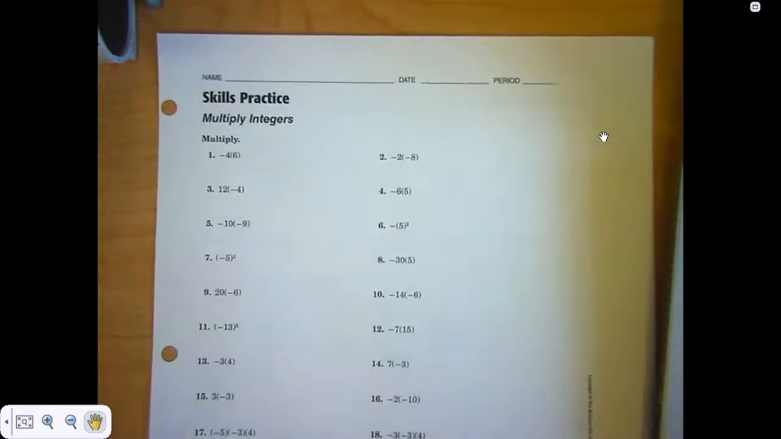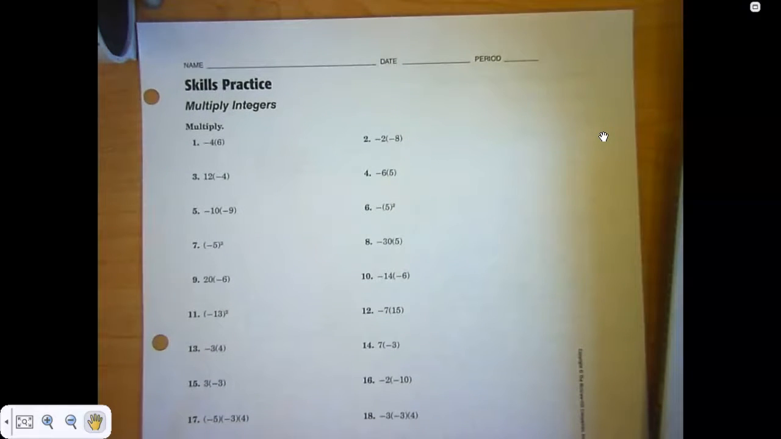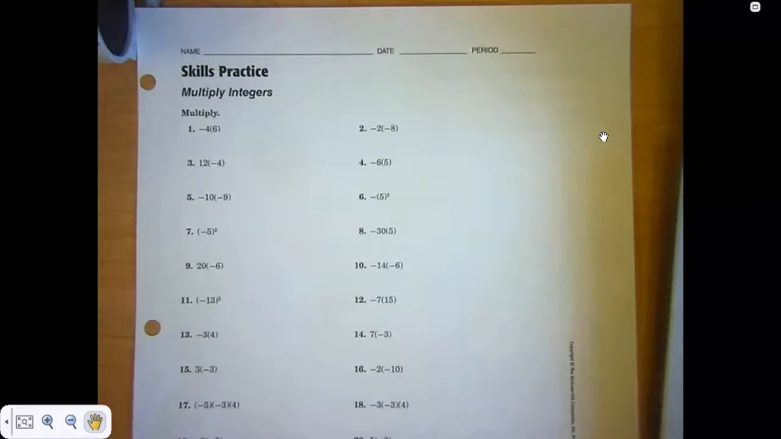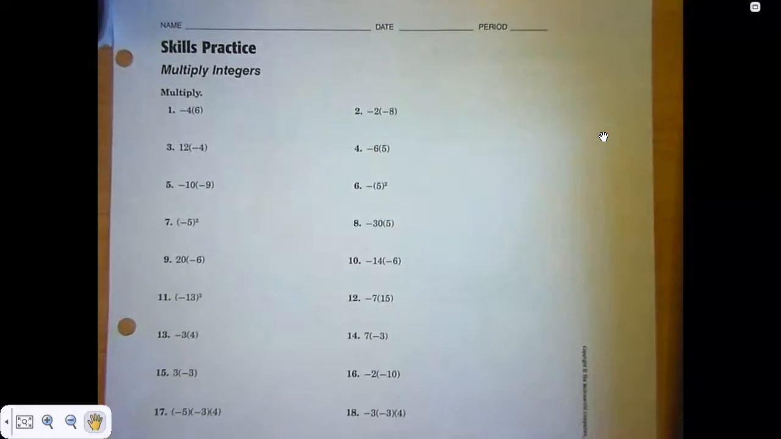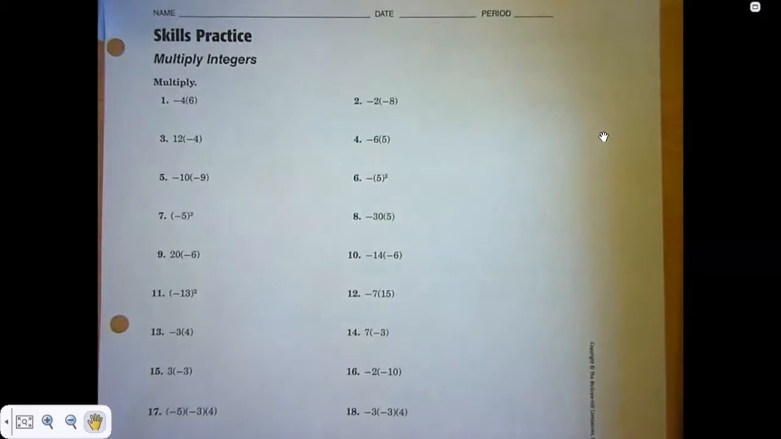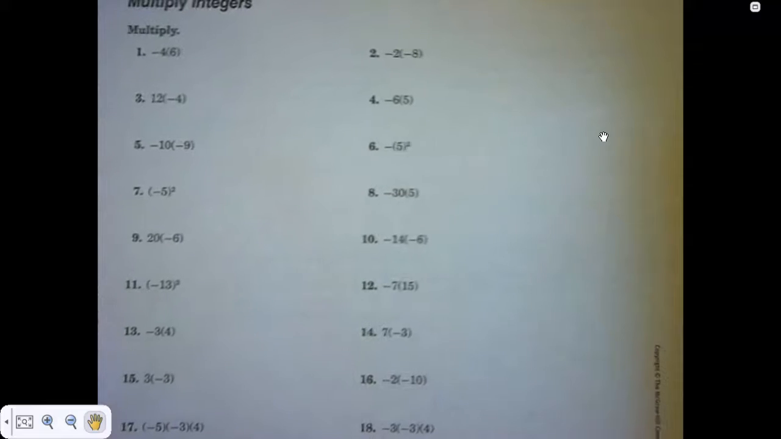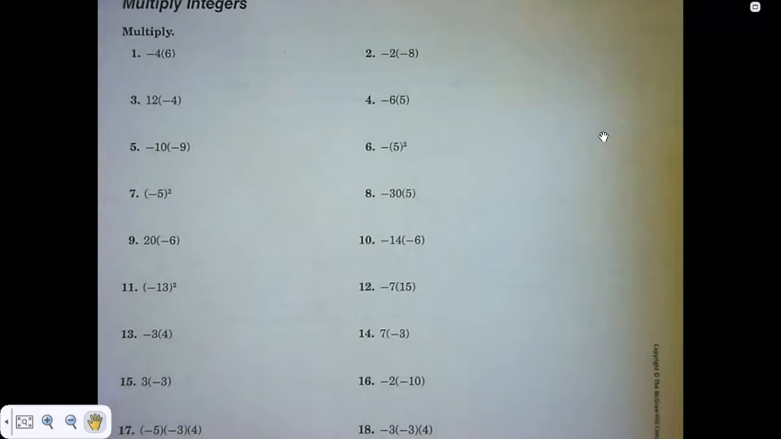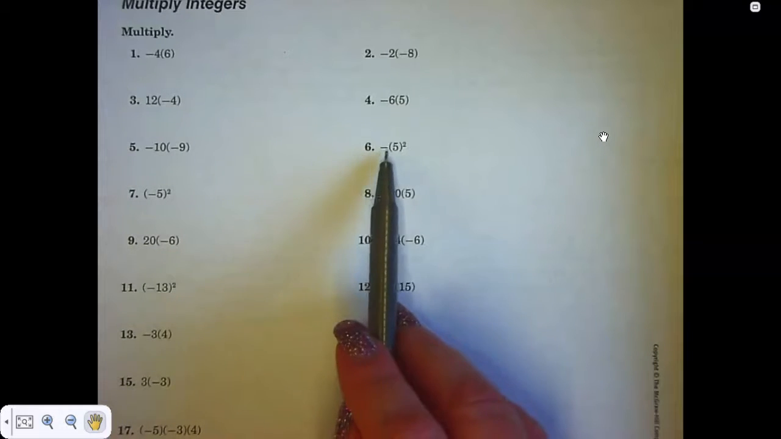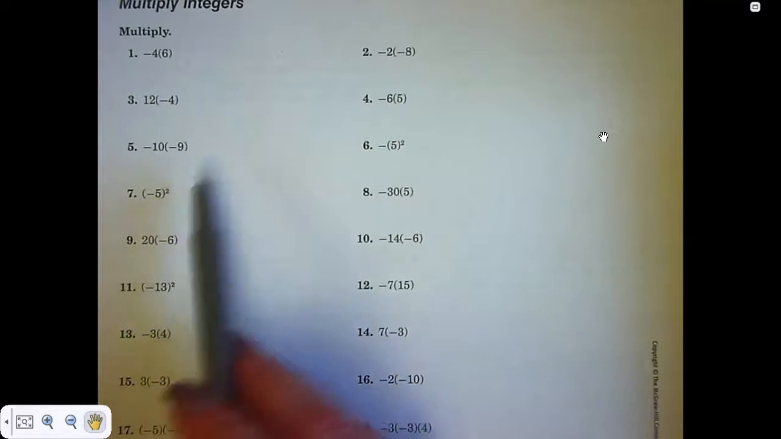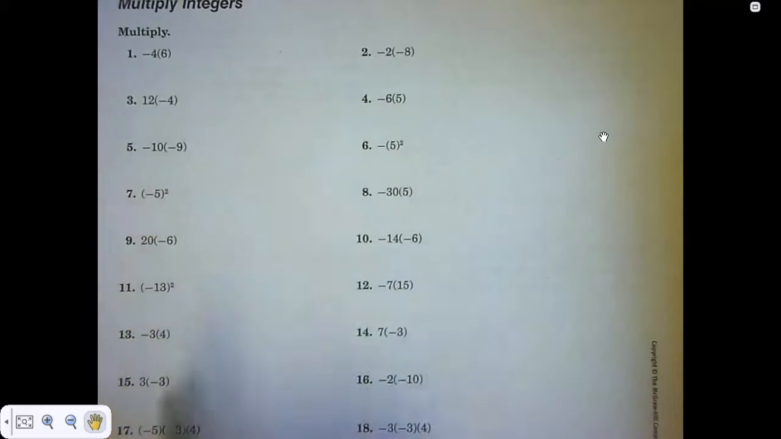All right, let's look at number 6. Look at 6 and 7. Are they the same problem? They look the same, almost. What's different? Okay, so here it's negative, and then it's 5 squared. And here it's negative 5 squared. So where the parentheses is and where the negative is matters.